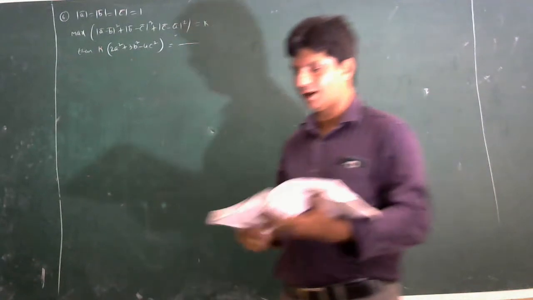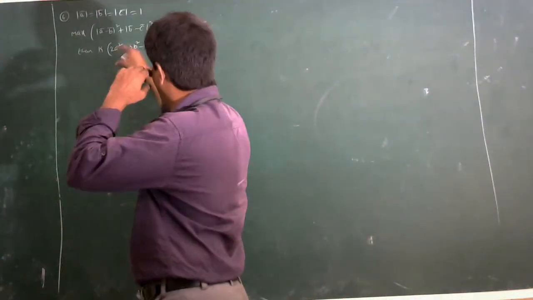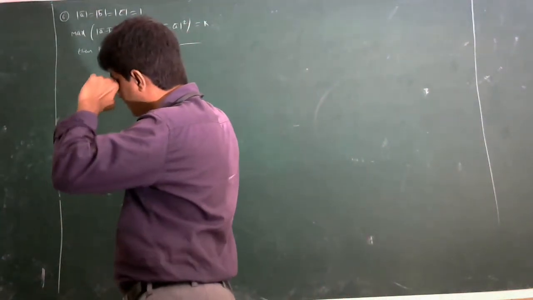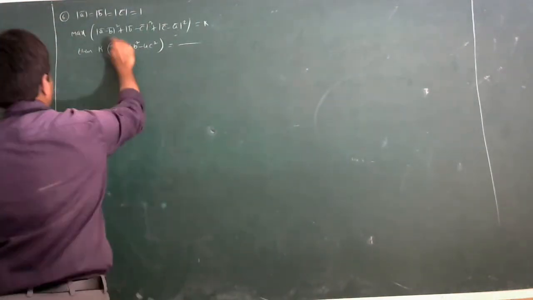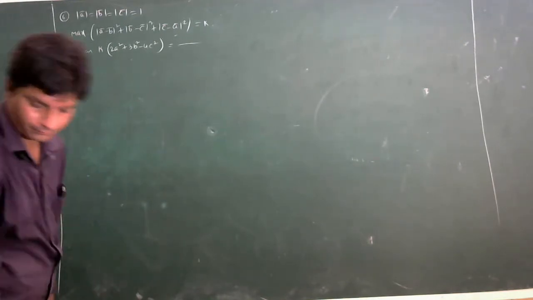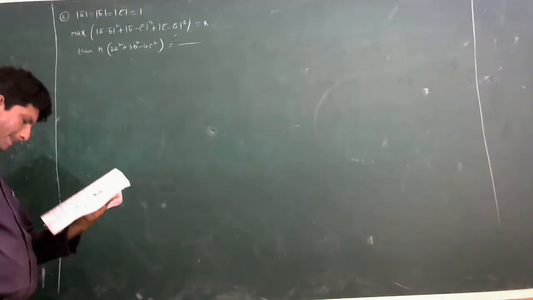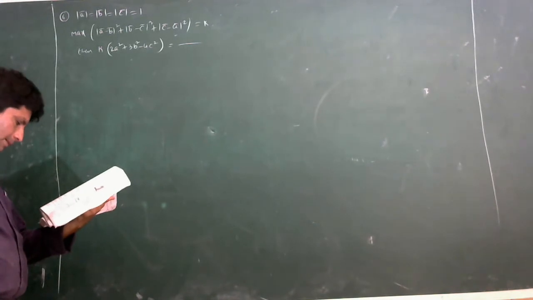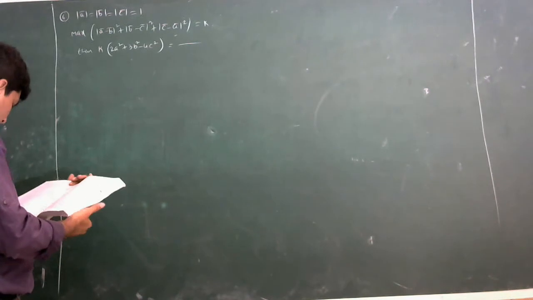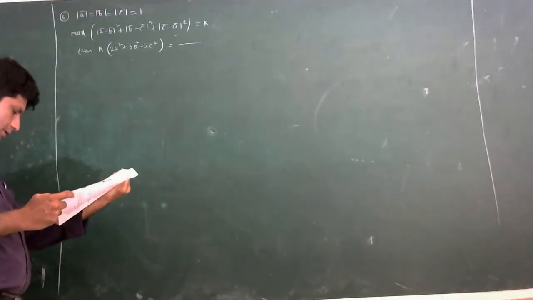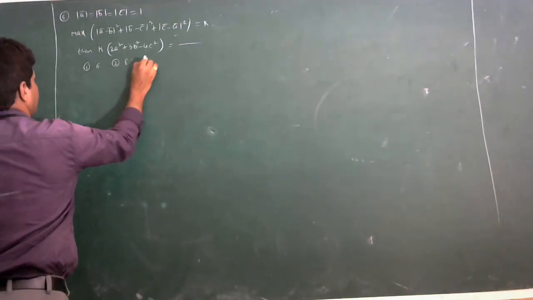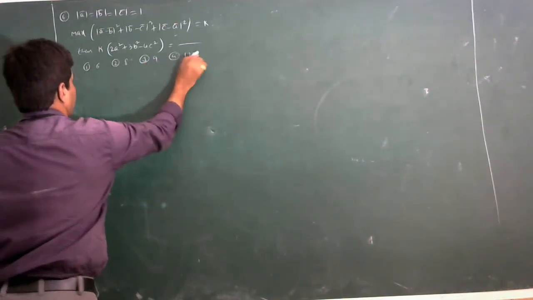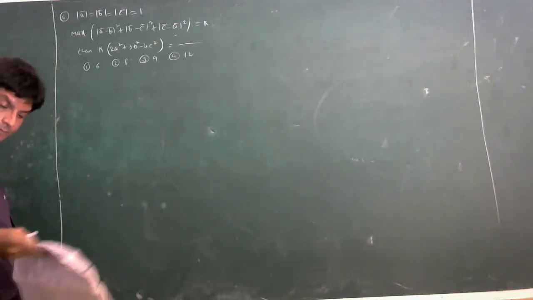How can you get the value of K? What is K given? Maximum value of mod of A bar minus B bar whole square plus mod of B bar minus C bar whole square. First of all, I am going to simplify this one. So this is the problem given here. Unit vectors are given, maximum value we have to find. Later we will find the value of K and substitute here, you will get the answer. Options are given: 6, 8, 9, 12.